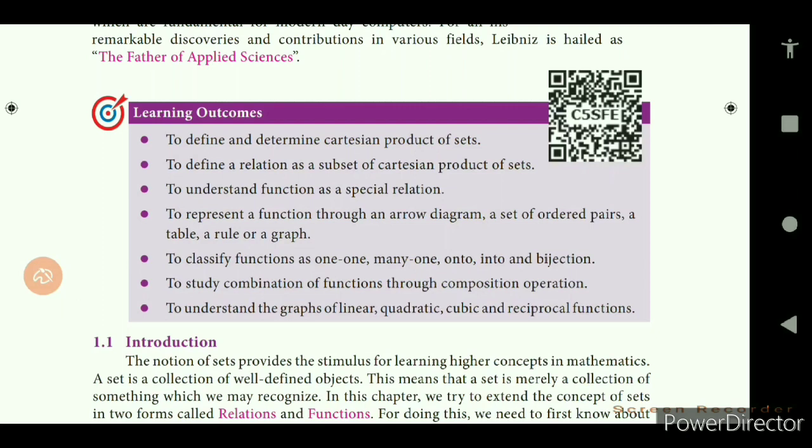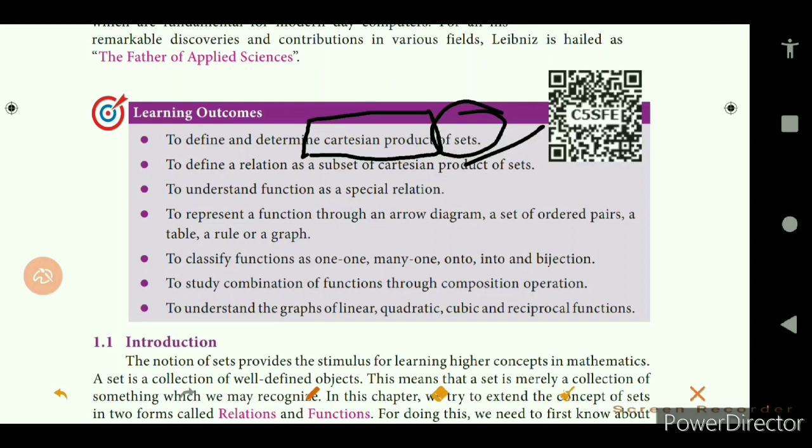Before going to know about the relation, we need to know what a set is. Do you have any ideas? Because we learned it in ninth standard. Yes, a set is a collection of well-defined objects. Then what is a Cartesian product? Cartesian product is nothing but a cross product of two sets.